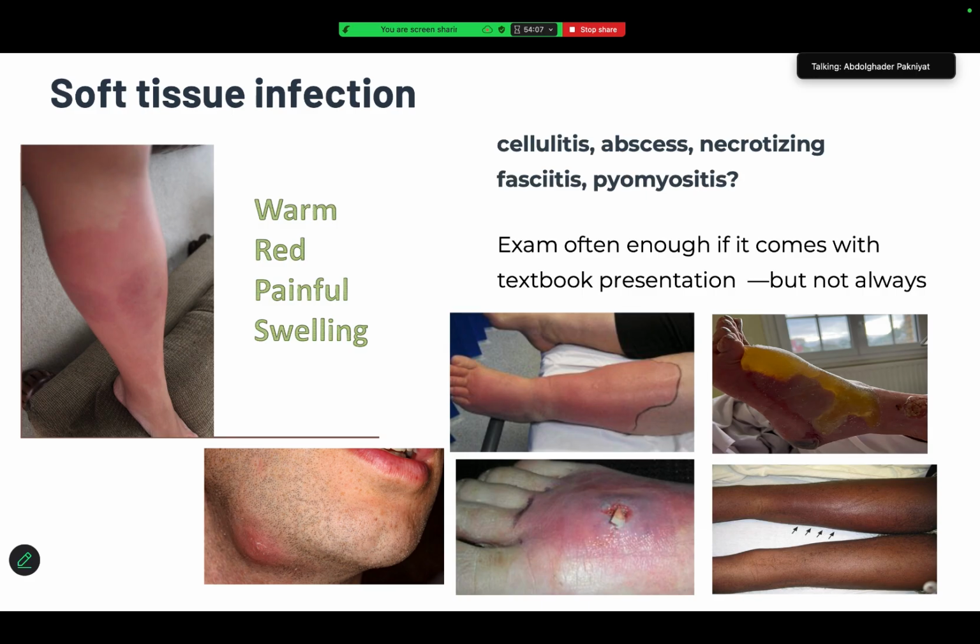If these cases come with a typical presentation, maybe it's easy to diagnose with just clinical examination. But when it comes to some atypical cases, we miss some of them if we don't use point-of-care ultrasound. So clinical examination is not enough for all the cases. Here, for example, this one is typical, there is an abscess, and this one is an already drained abscess, and here looks like cellulitis, and this more critical one could be necrotizing fasciitis, and this one could be cellulitis or pyomyositis. So these typical textbook presentations are easy to diagnose.